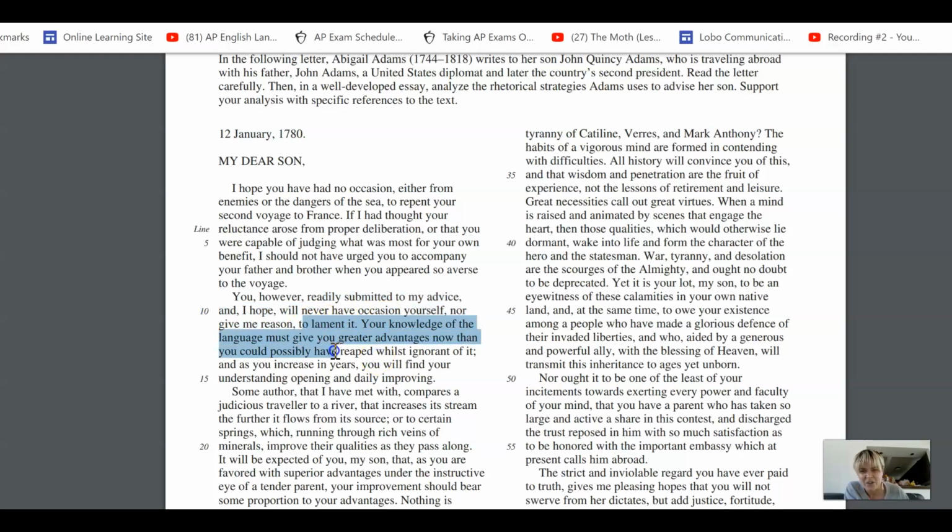Your knowledge of the language must give you greater advantages now than you could possibly have reaped while ignorant of it. And as you increase in years, you will find your understanding opening and daily improving.